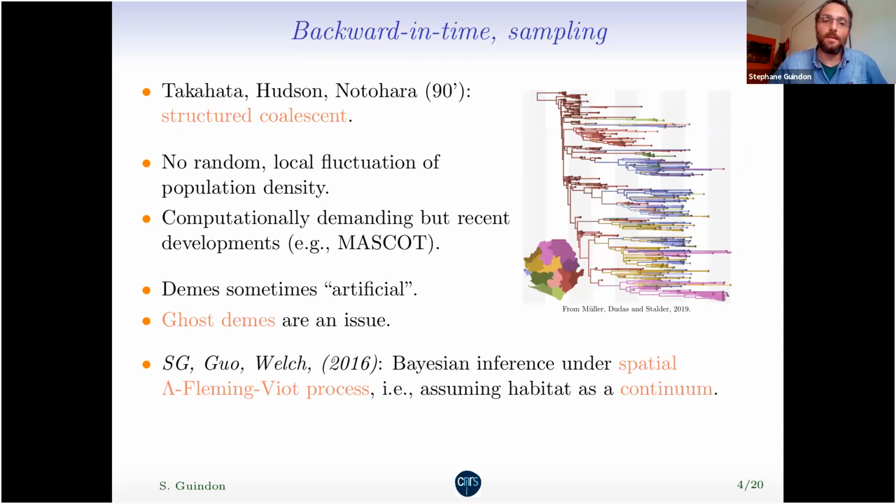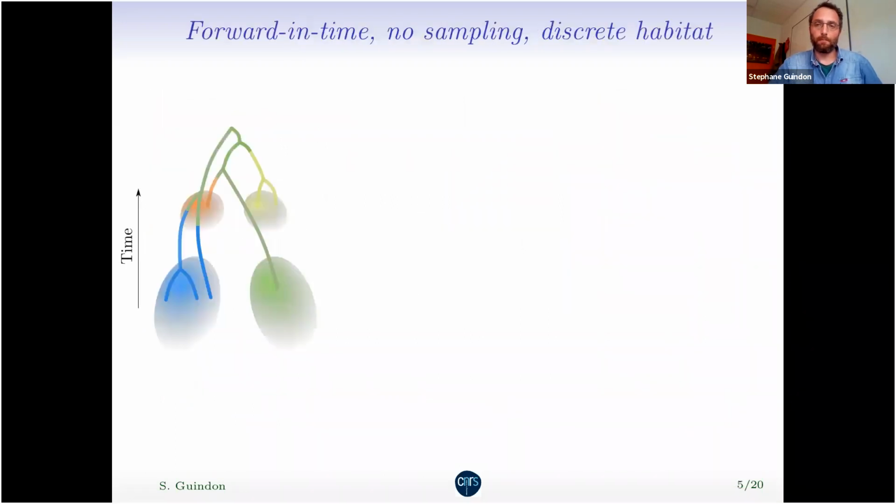So in 2016, with two colleagues from the University of Auckland in New Zealand, we suggested to use a distinct type of coalescent, where here the habitat is considered as a continuum. And so that allowed us to somehow fix those issues with the sampling. But still the solution we proposed is fairly involved from a computational perspective, right?